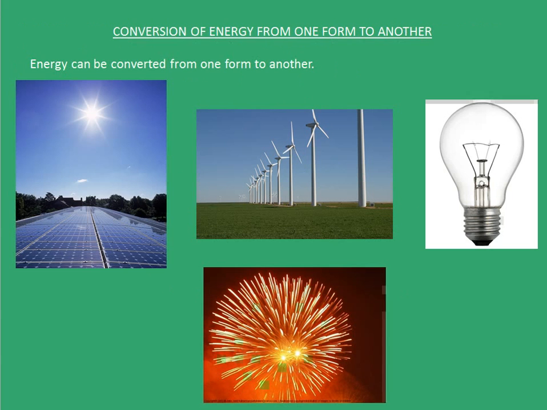Now we move on to conversion of energy from one form to another form. Energy can be converted from one form to another form. In this picture here, the solar energy is converted into electrical energy using solar cells. In the second picture, wind energy is converted into electrical energy using wind turbines. The third picture shows how electrical energy is converted into light energy and heat energy by an incandescent bulb. And the last picture shows how chemical energy is converted into light energy, heat energy, and sound energy.